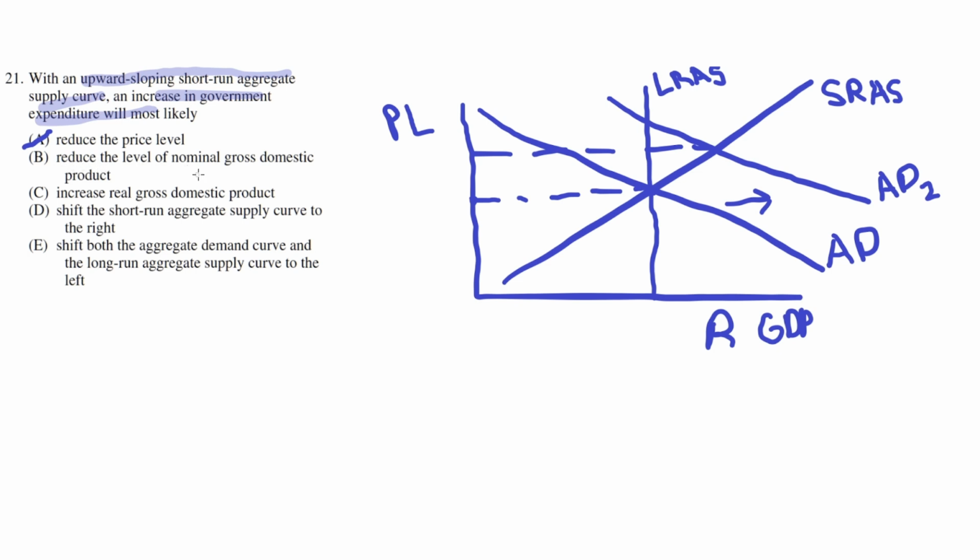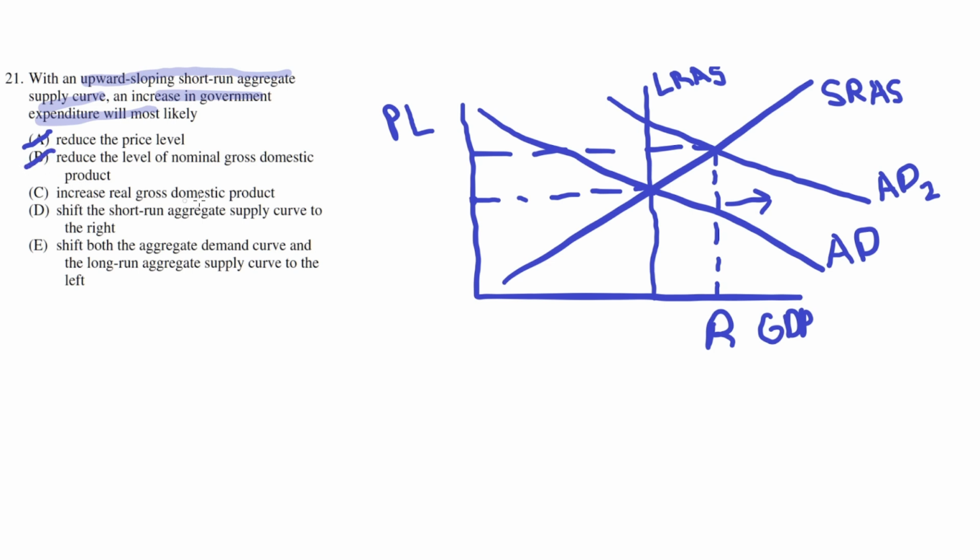B. Reduce the level of nominal gross domestic product. This is incorrect because if we were to analyze this graph, we can see that the original real gross domestic product is right here, but after the shift to the right in aggregate demand, the new real gross domestic product is right here. Because there's an increase in the gross domestic product, that means that there must be an increase in the nominal gross domestic product as well. So B is also incorrect.